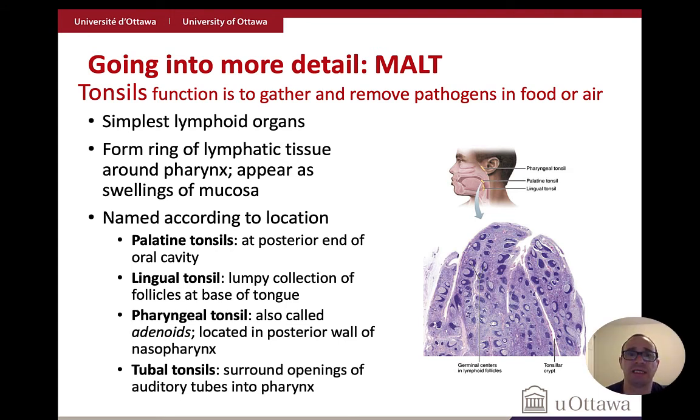The tonsils is really kind of one of the simplest lymphoid organs. Again, you have these around your oral cavity and your larynx. It forms a ring around the pharynx. And you might notice these as kind of what looks like a swelling or a protrusion. There's different types of tonsils depending on where they are. I do not care if you know these different locations. All you have to know is that there's actually different types of tonsils that are called different things in different locations. That's really the extent of it, okay?